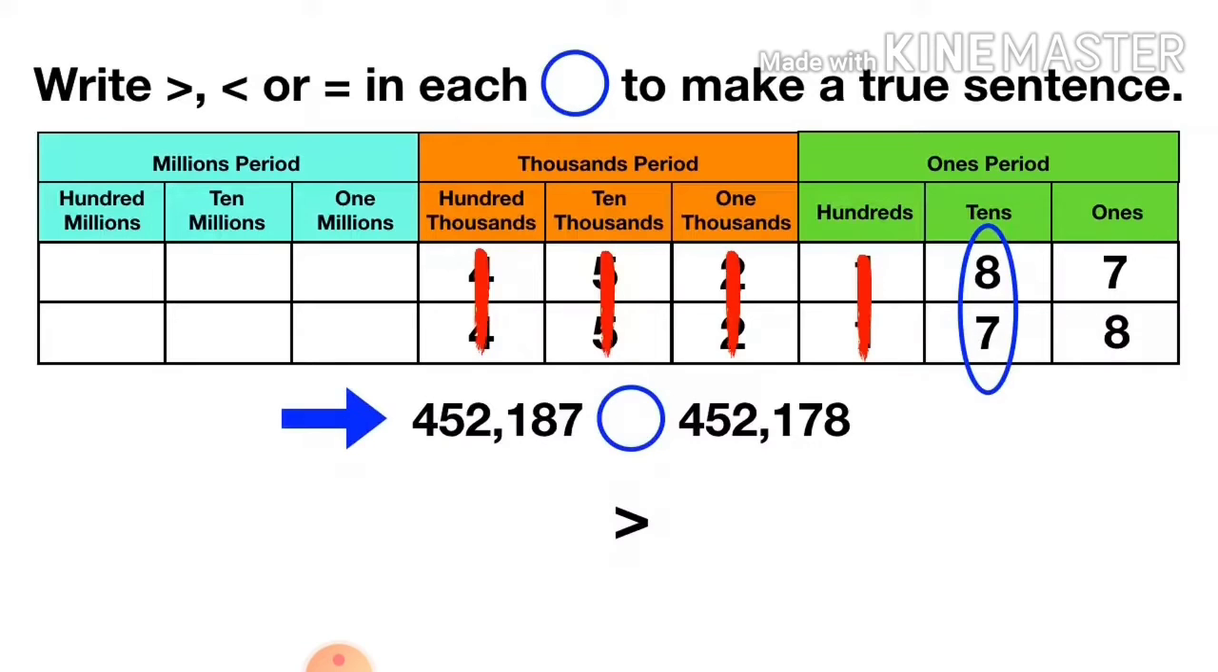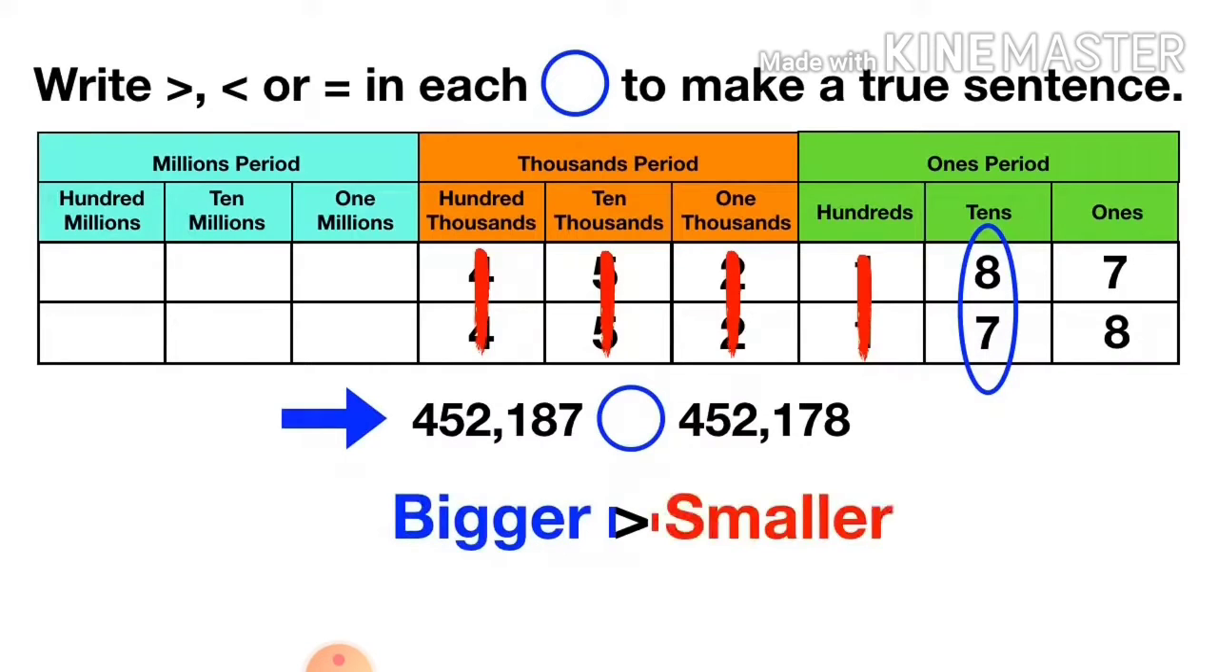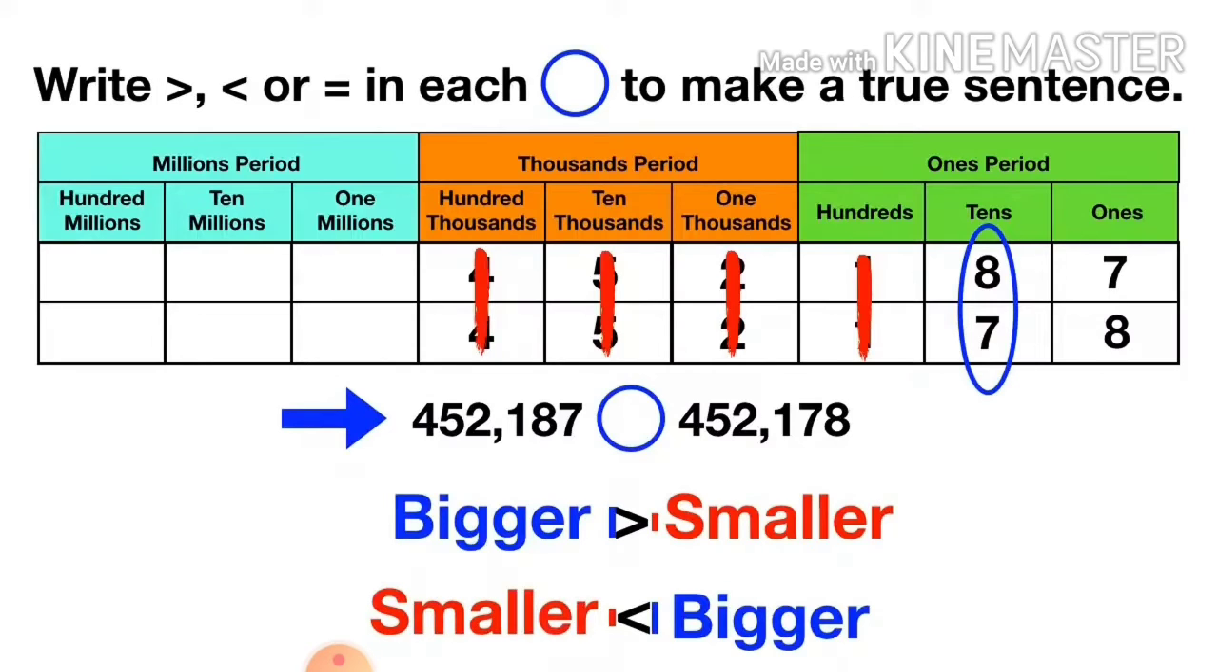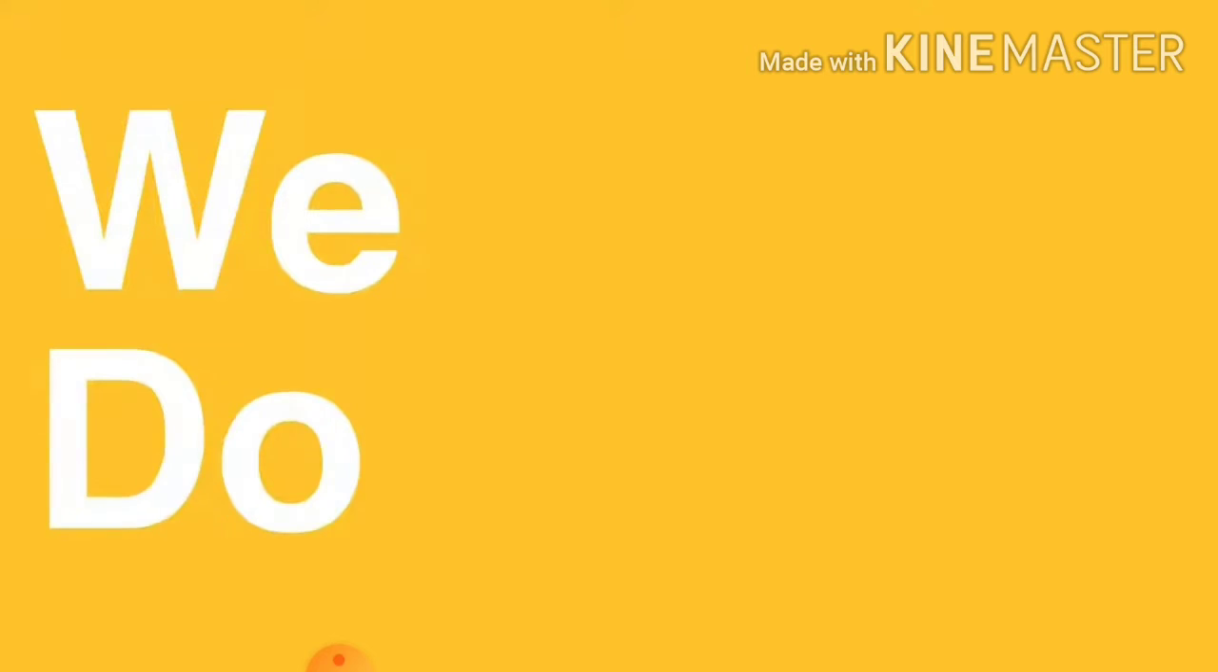The symbol has a large side that's open. This big side is always the bigger number. And on the small pointy side, that's the smaller number. So if it's facing the other way, we see the big open side will be the bigger number, and the small pointy side will be the smaller number. So because our first number is the bigger one, we'll write our symbol like this. Let's do one of these together.